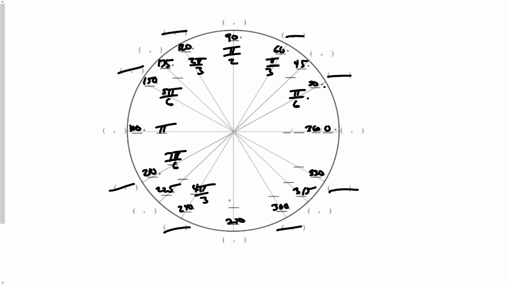And then this would be 3 pi over 2, 5 pi over 3, and then that would be 11 pi over 6, because that one does not reduce. Now, of course, this is 0 and 2 pi in radians.